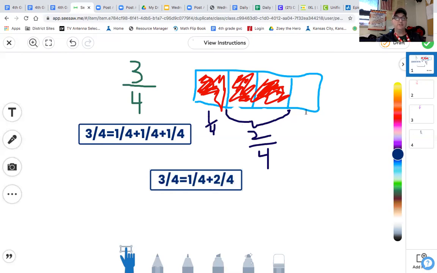Now I know the directions say show 3 different ways. Well, I goofed on this. On 3/4, there's only 2 ways. There's 1/4 plus 2/4, and then the unit fractions. That's the only 2 ways you can do it. All right. So on this first one, well, just don't bother doing it because I just did it here, plus it's impossible to do it correctly.